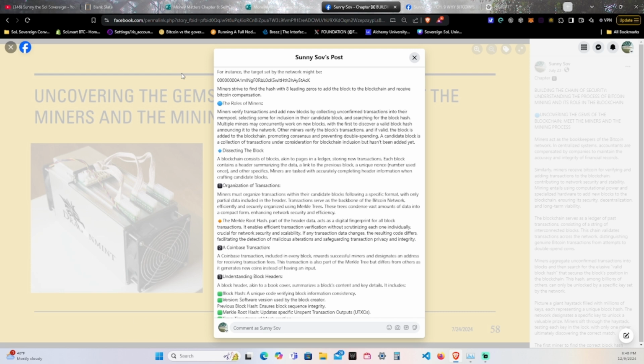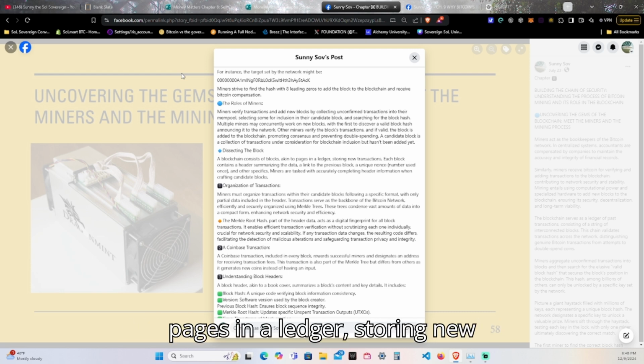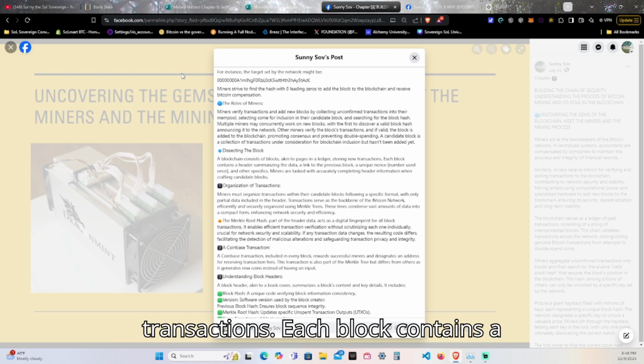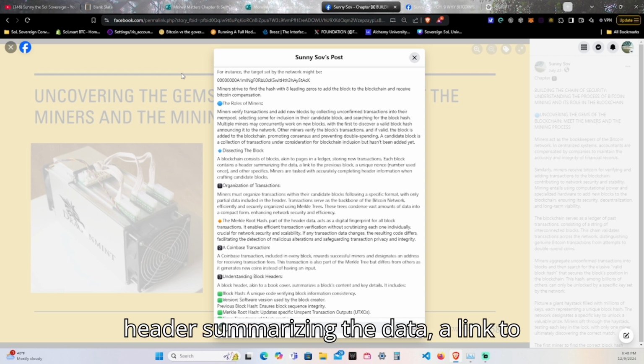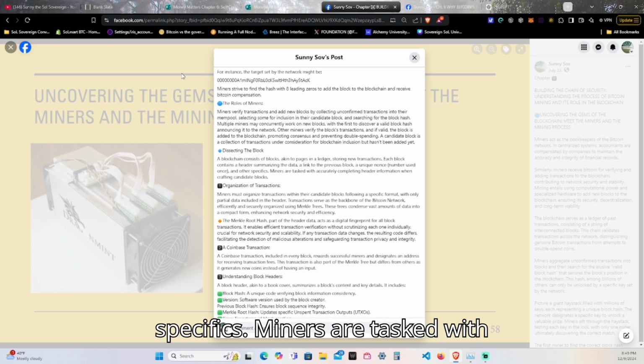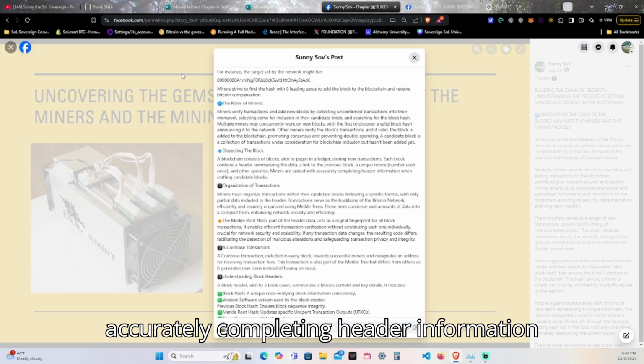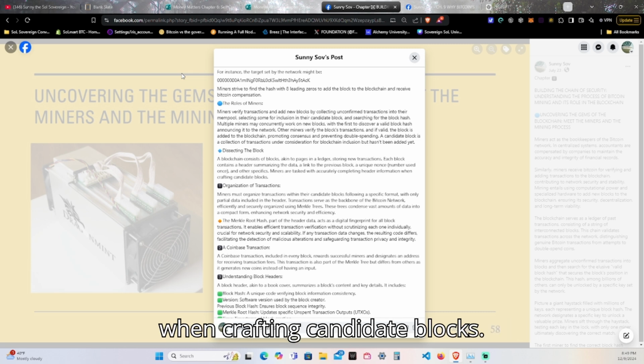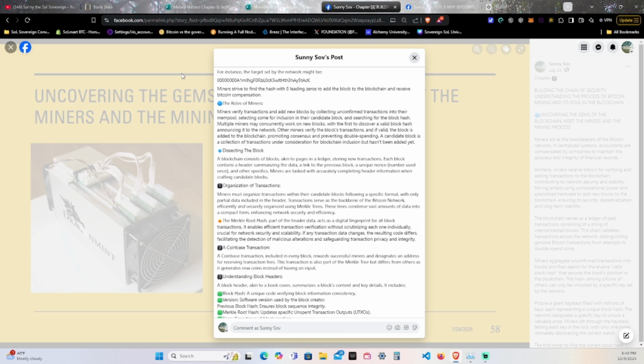Dissecting the block. A blockchain consists of blocks, akin to pages in a ledger, storing new transactions. Each block contains a header summarizing the data, a link to the previous block, a unique nonce, number used once, and other specifics. Miners are tasked with accurately completing header information when crafting candidate blocks.